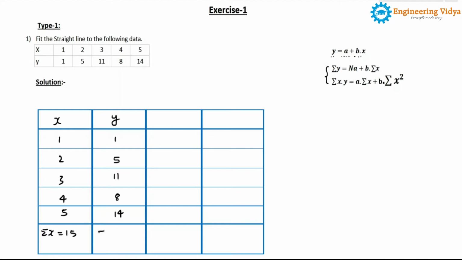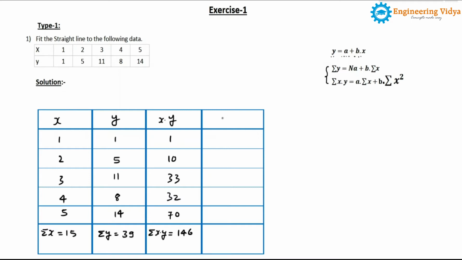In a similar way, we can find the summation of y. Summation of y is the addition of all values of the second column, and it is equal to 39. Another intermediate parameter that we require is the summation of x into y, so we'll find the value of x into y. 1 into 1 is 1, 5 into 2 is 10, 11 into 3 is 33, then 32, then 70. After performing the summation of x into y, we get 146. I hope you understood the things, right?